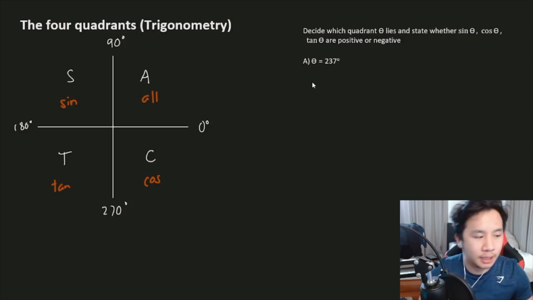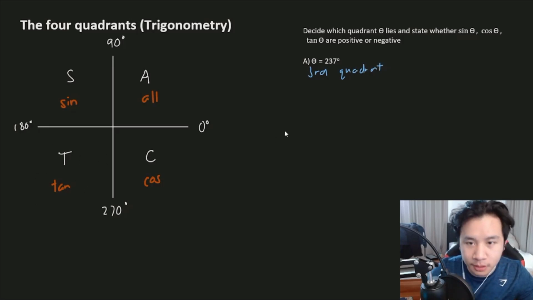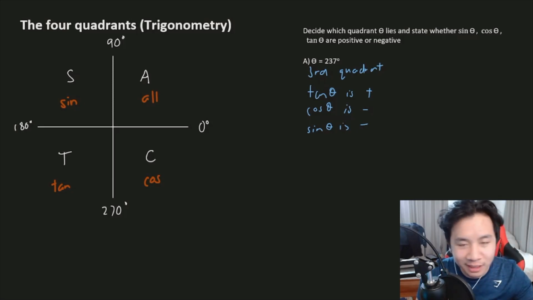All right. So here we have theta equals 237. 237 is in this quadrant right here. So that's the third quadrant. We also see that tan is the only one that's positive here. So tan theta is positive, cos theta is negative, sine theta is negative. Sorry for my handwriting.